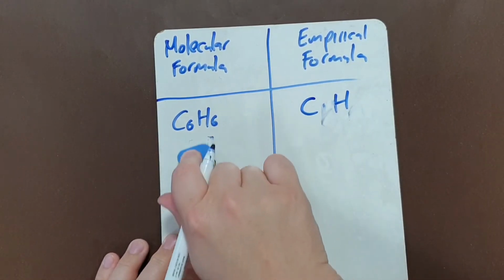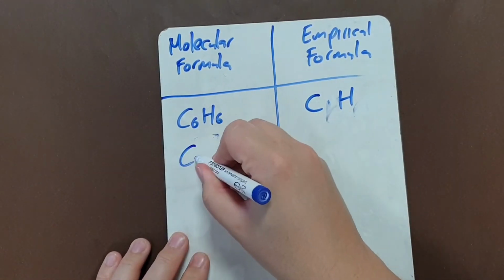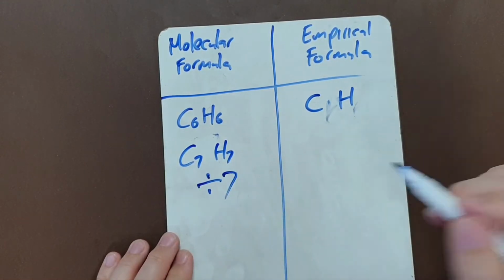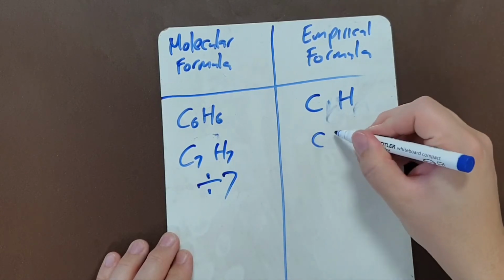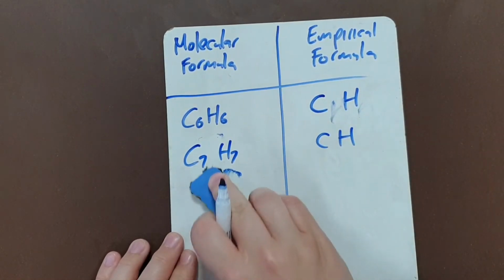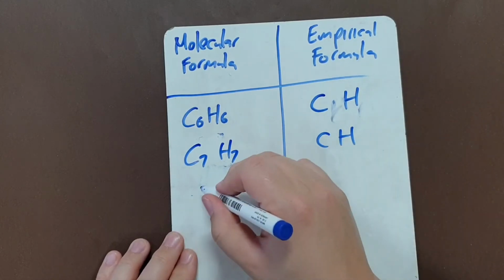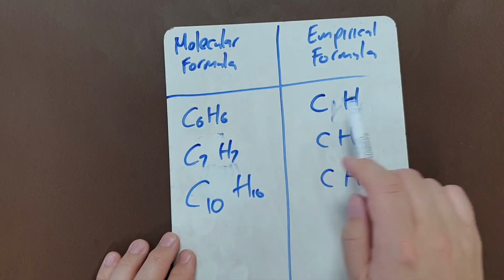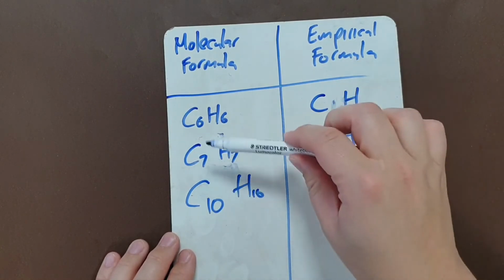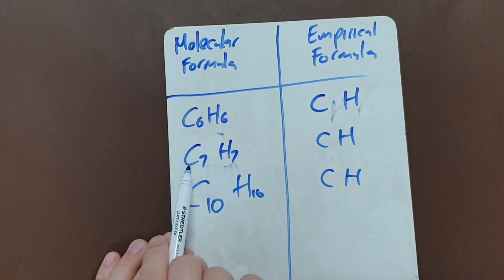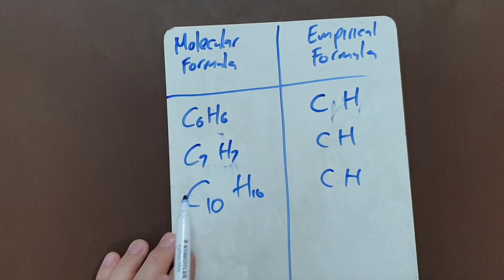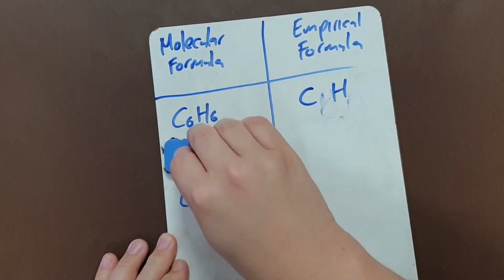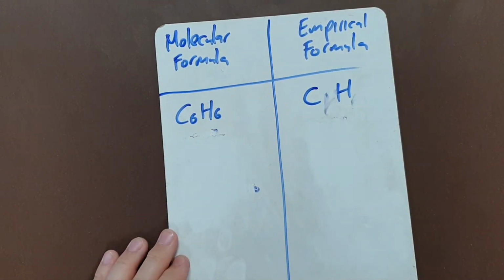That also means if we had C7H7, well, the largest number that those can fit is 7, so we can divide them both by 7. So C7H7 has CH, or C10H10 would be CH. So the empirical formula for each of these is the same. They are different molecules. This has got 6 carbons, that's got 7, that's got 10. They're different molecules, but they can have the same empirical formula. So let's just go through a couple other examples.